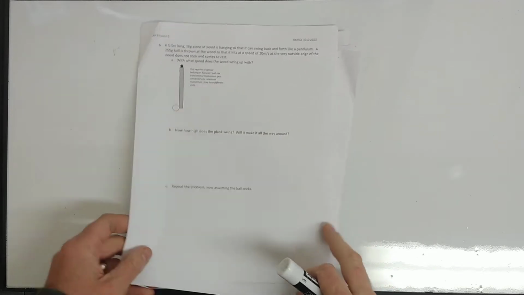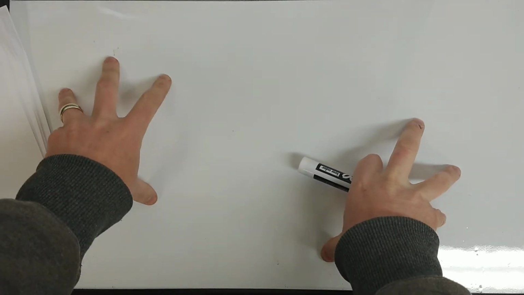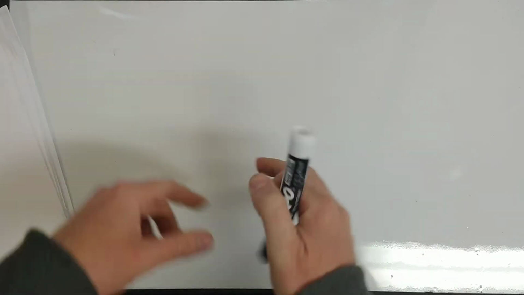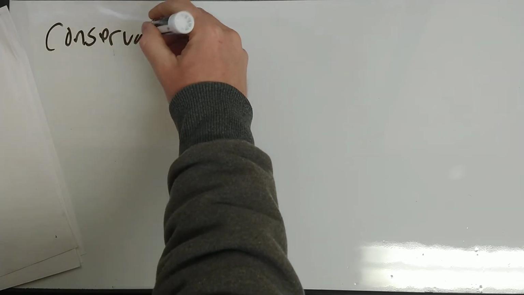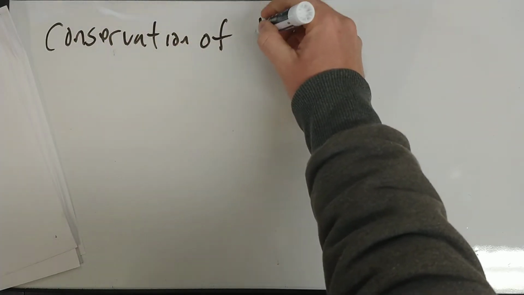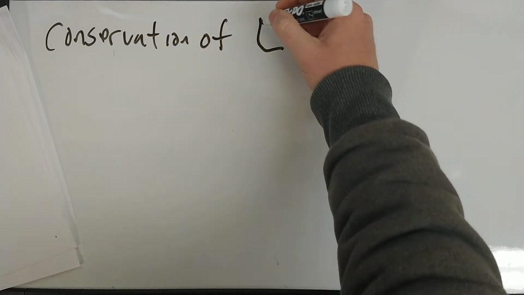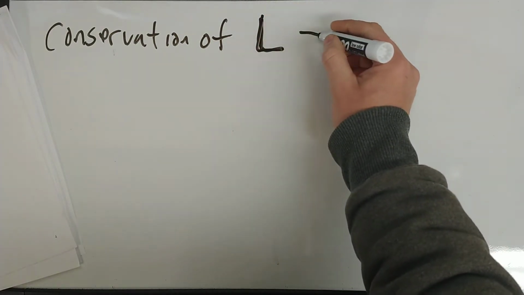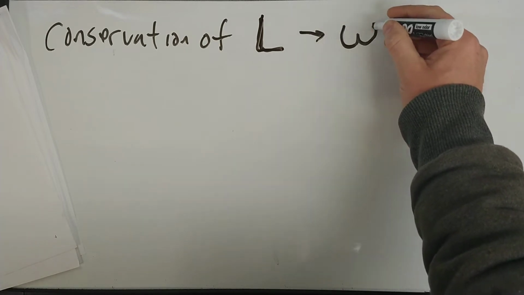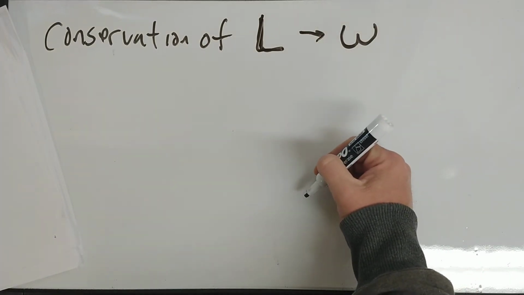Okay, guys, I'm going to talk a little bit about conservation of angular momentum with this plank problem. There are two main components here. First, we have to use conservation of angular momentum to figure out the rotation rate with which the plank swings upwards when the ball hits it.